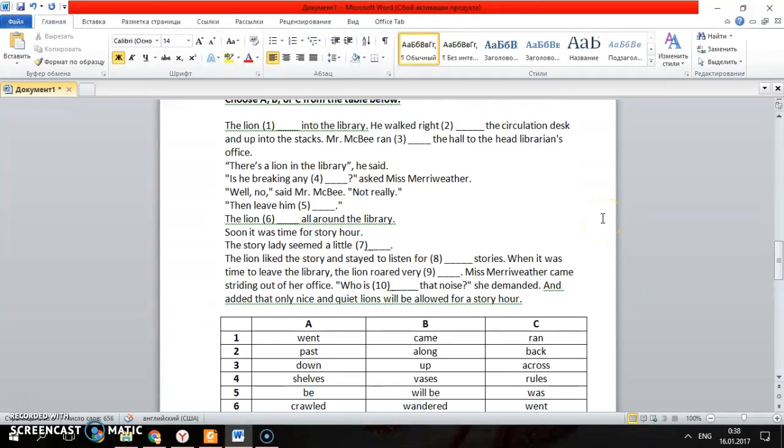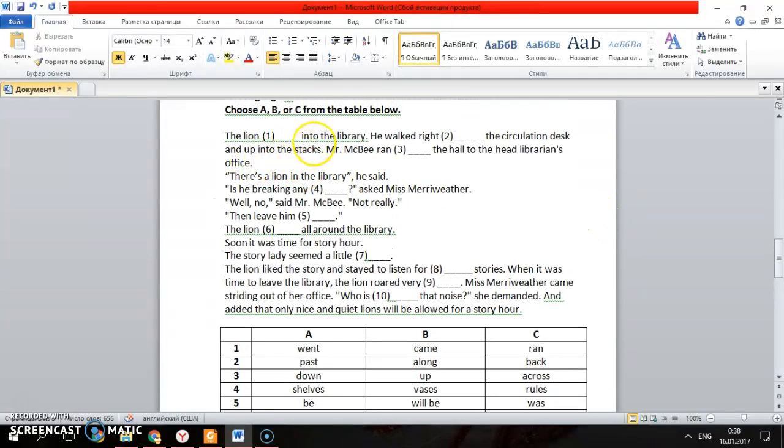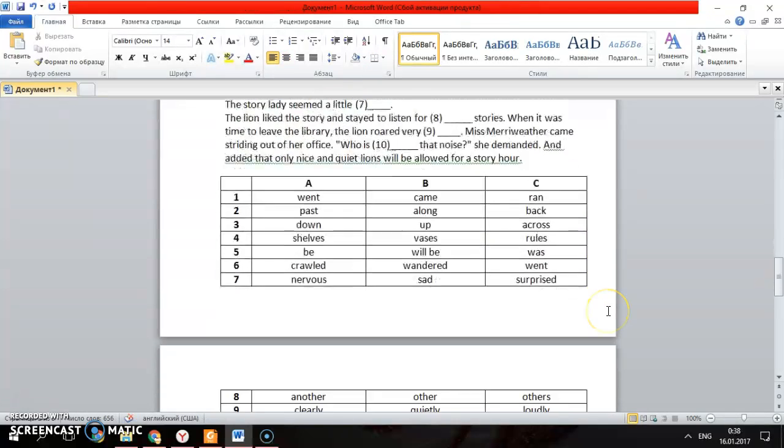So look at the first sentence: The lion into the library. What did he do? He went, he came, or he ran into the library. So we will choose the variant came and put B into the space.